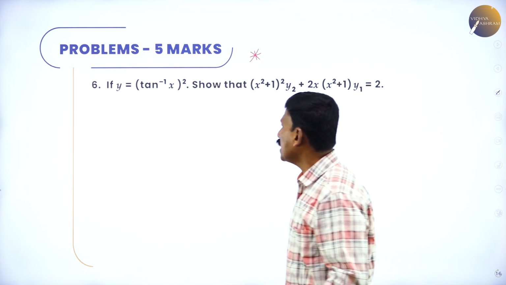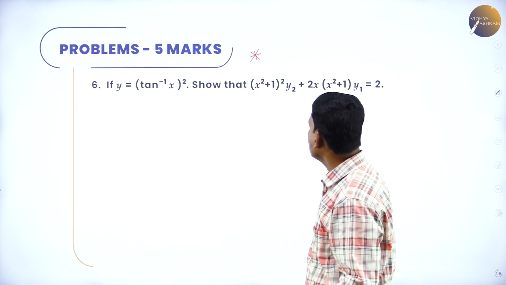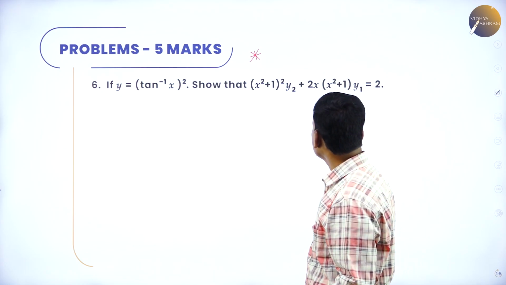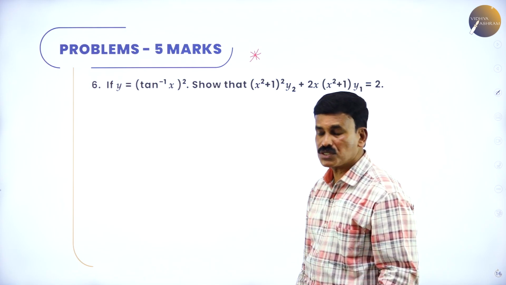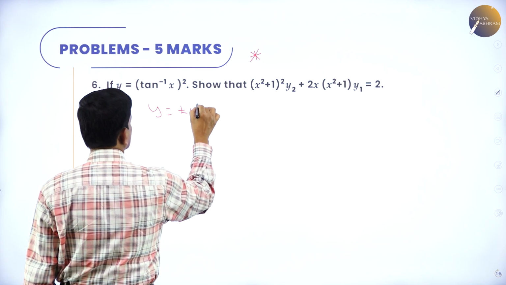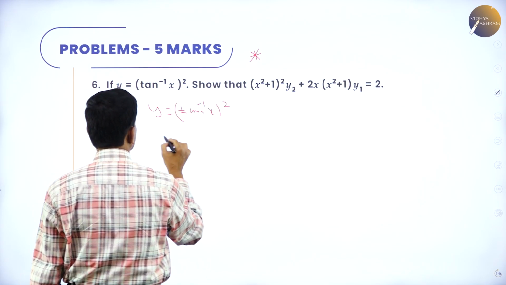If y is equal to (tan inverse of x) whole square, show that (x square plus 1) whole square y2 plus 2x (x square plus 1) y1 is equal to 2. Now what is given here? y is equal to (tan inverse of x) whole square. Differentiate this.